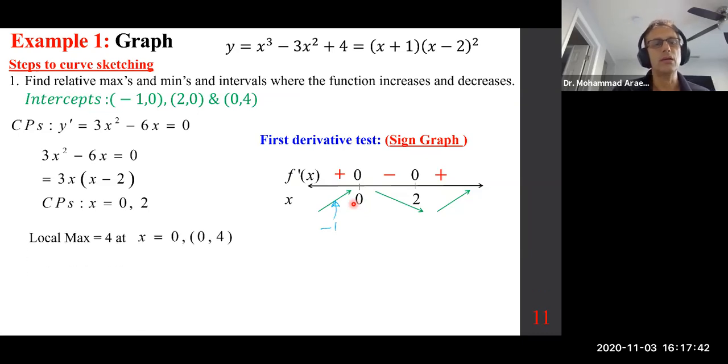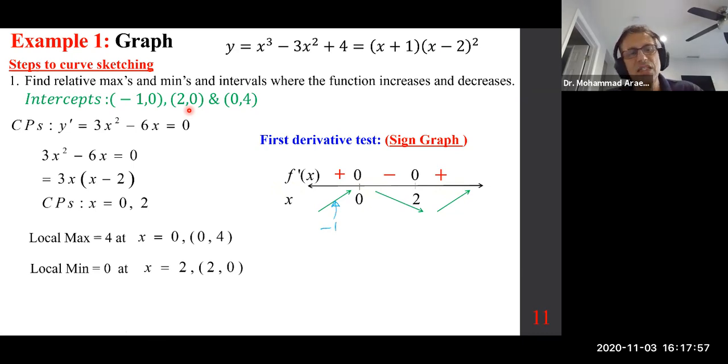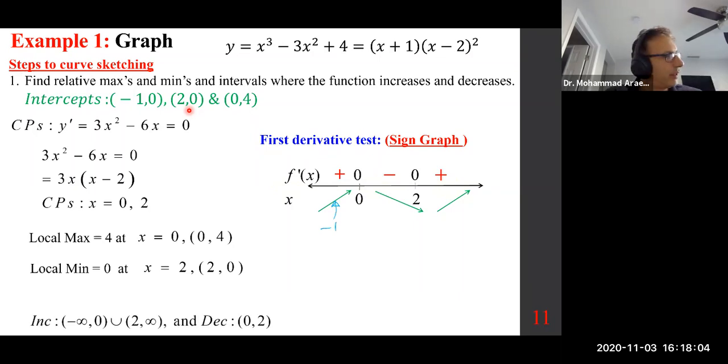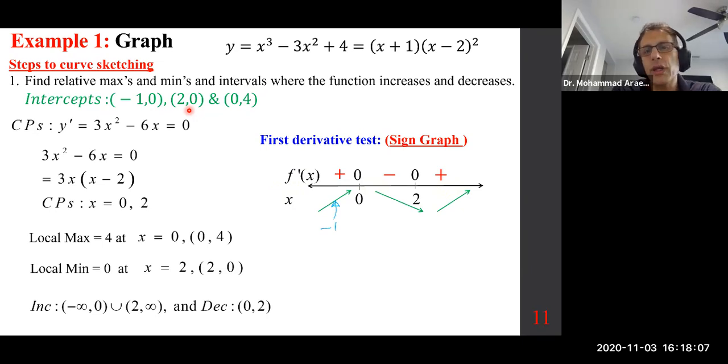So take a look. Local max equals 4. Why is that? You put the 0 into the original function. Now, you put the 2 into the original function, you already know 2 gives you 0. So local min equals 0 at that point, okay? Increasing, there are 2 areas: negative infinity to 0, union 2 to infinity, and the rest in between is decreasing. So that's what's happening with this function.